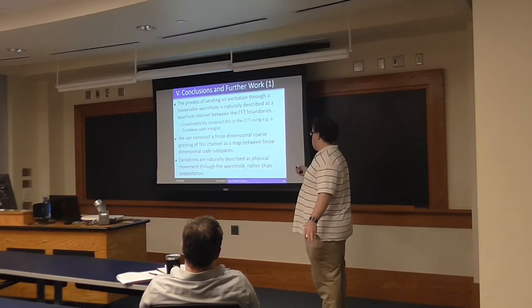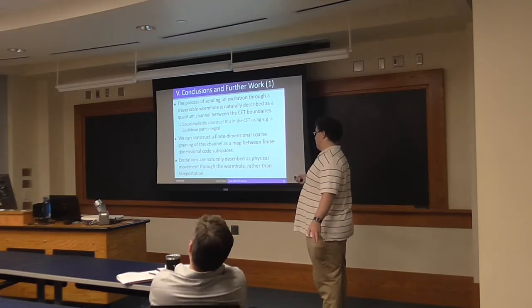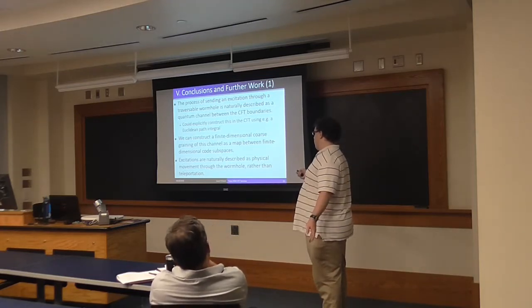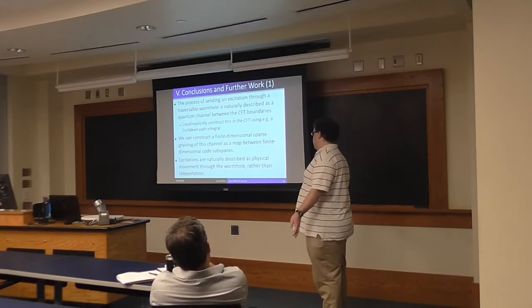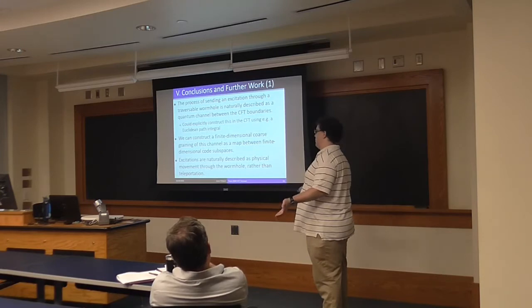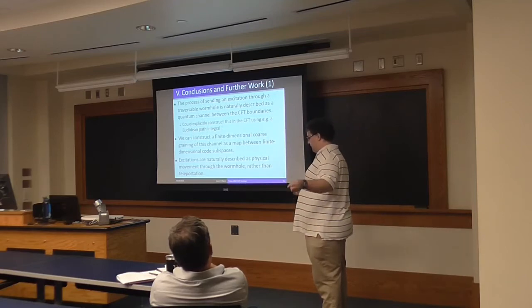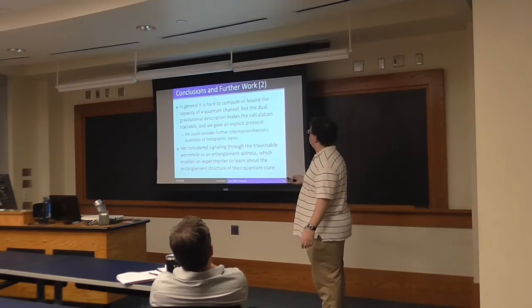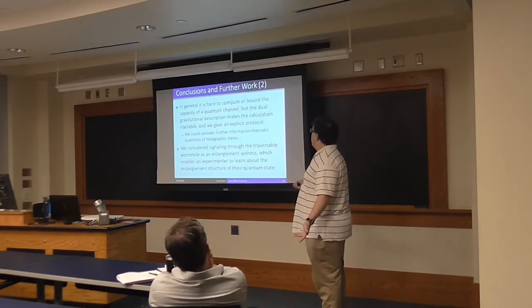I also showed you how to construct a finite dimensional coarse graining of this, and now instead of a map between two CFTs, it's a map between finite dimensional code subspaces. And then I told you that we can really think of these excitations in the bulk description as just sort of physically going through the wormhole. From the boundary perspective, it's teleportation, but if there is a bulk description, I really started with some photon wave packet on one side, and I got it to the other side.